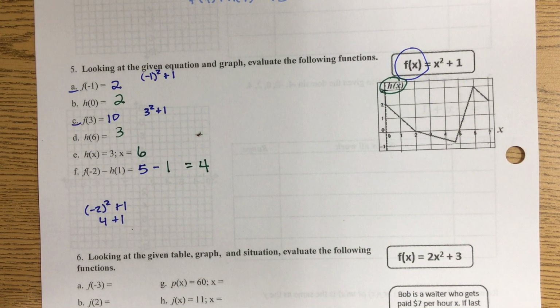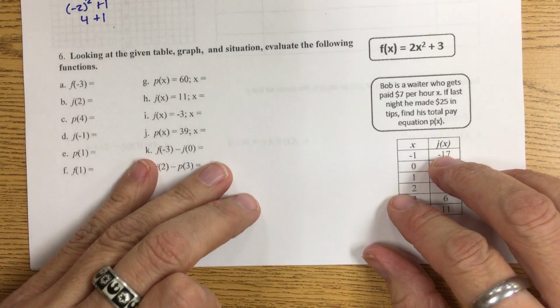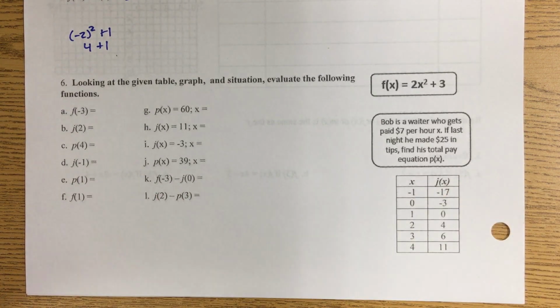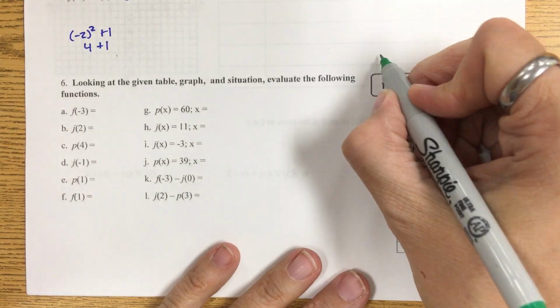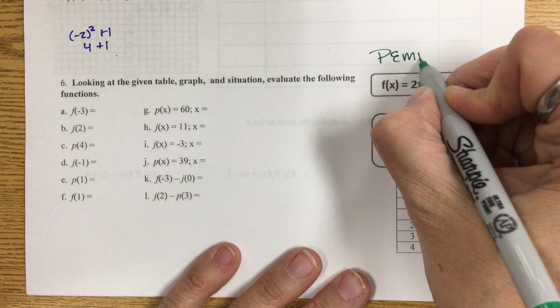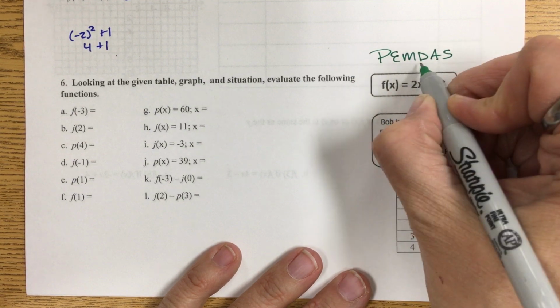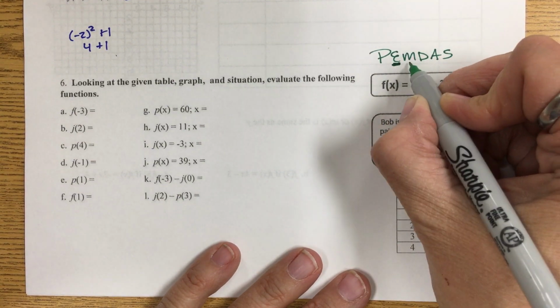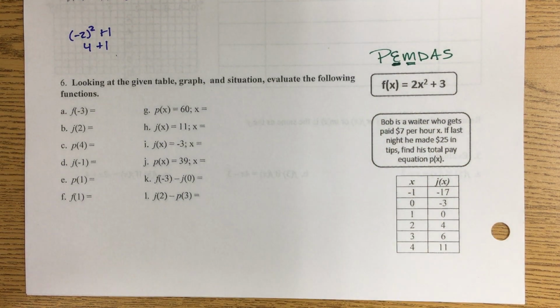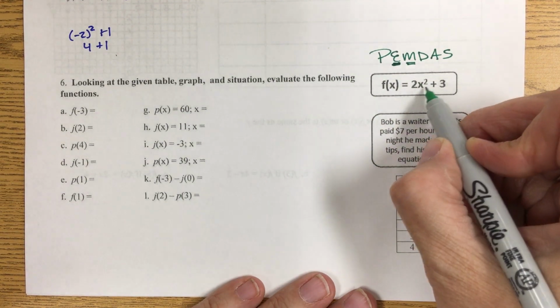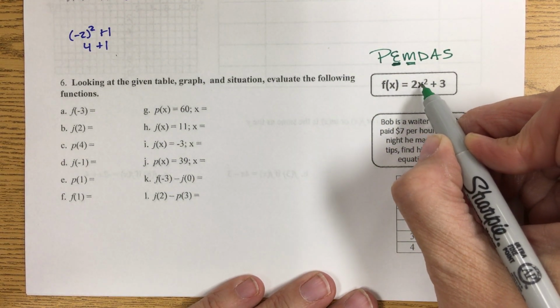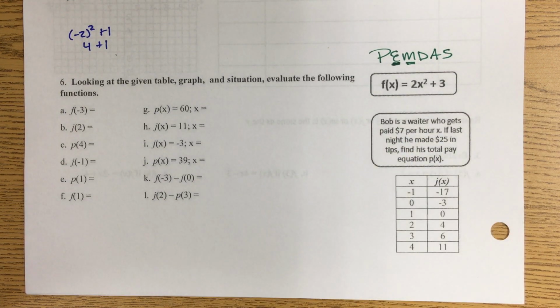Now, I want you to do the next section. Remember PEMDAS. The exponent comes before the multiplication. So you're squaring something first, then multiplying it by the 2.